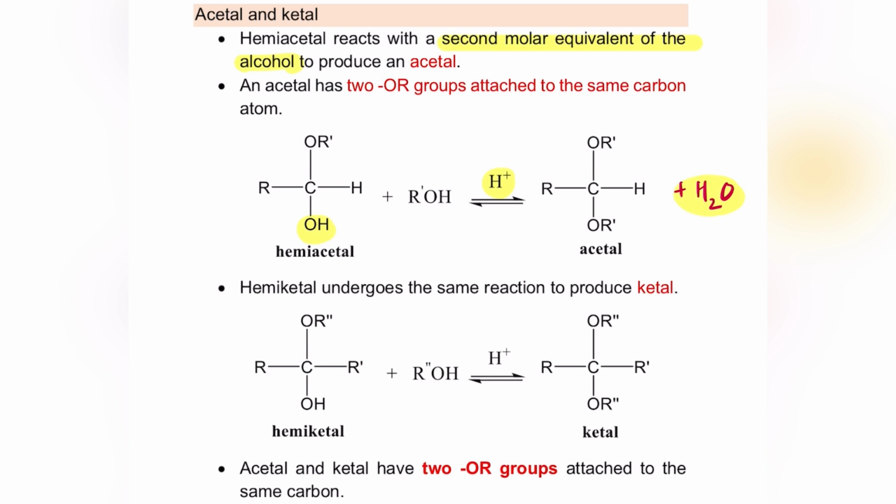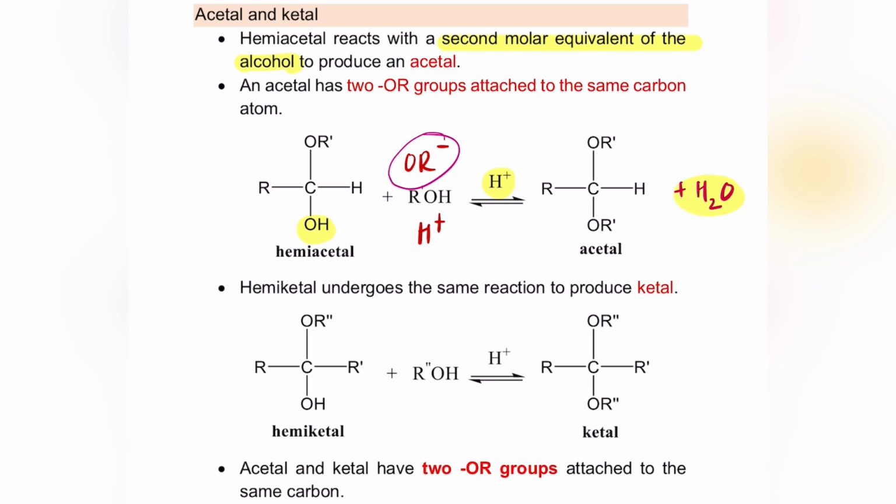So ini adalah nucleophilic addition juga. So we akan tambah OR minus. So ion yang ada dalam ni adalah OR minus dan juga H plus. Tapi fokus kita adalah this one sebab dia adalah nucleophile, charge negatif. Untuk hemiketal, dia undergoes the same reaction tapi dia akan produce ketal. So ketal macam mana? Konsep yang sama juga.